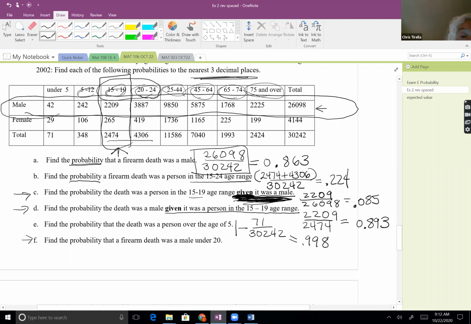This one, where people mess up is they don't use the entire sample space. As I look at it, does anybody see the word given at all? If the word given isn't there, my sample space is everybody. But in my numerator, I just want men under 20. Men under 20 would be under 5, between 5 and 12. And I guess that 15 to 19 should actually be 12 to 19, and I mistyped. And so when we add all of those, we'll put it over that denominator.